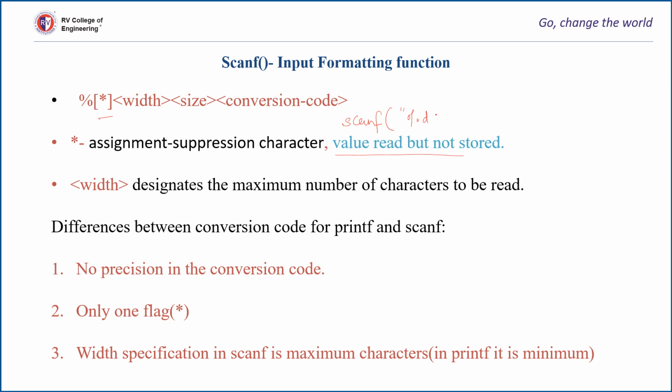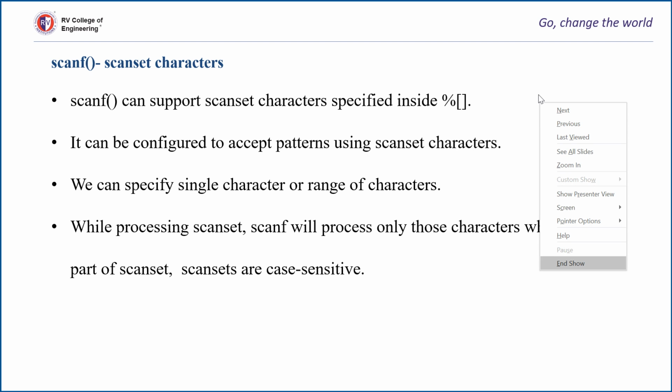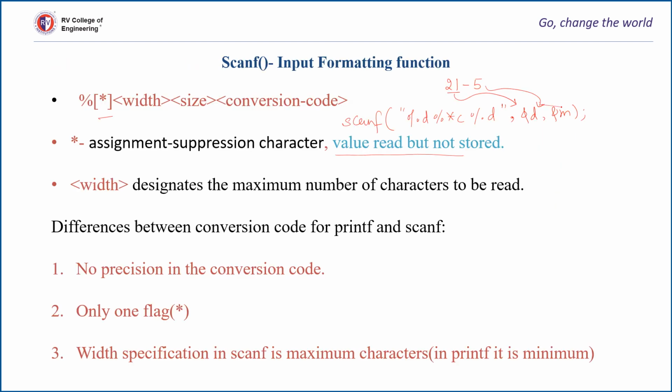%d %c %d. I will store the values into date and month. Now if the user enters 21-5, here 21 is stored into your date, and 5 is stored into your month. However, this character is read, but it is not stored anywhere because it was suppressed using this assignment suppression character.